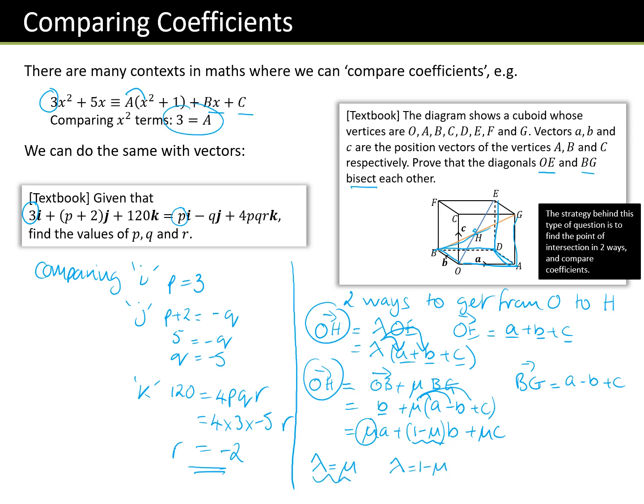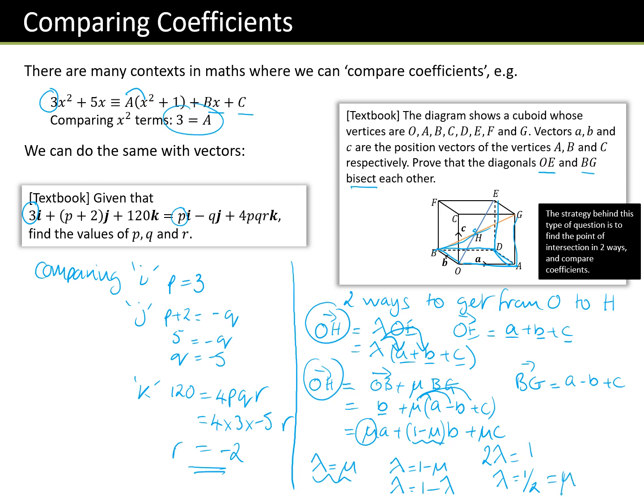But from the A part of the equation, we've got that lambda equals mu, so this will be lambda is equal to 1 minus lambda. Take that lambda to the other side, you're going to get that 2 lambda is equal to 1, so lambda is equal to a half. Now we know that lambda equals mu, so that's also a half.